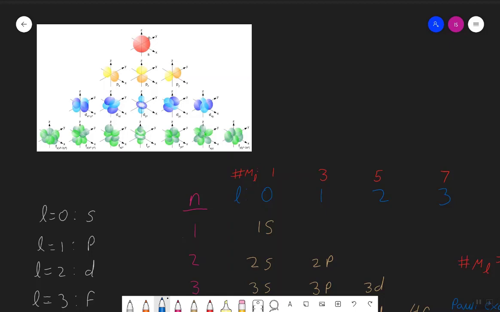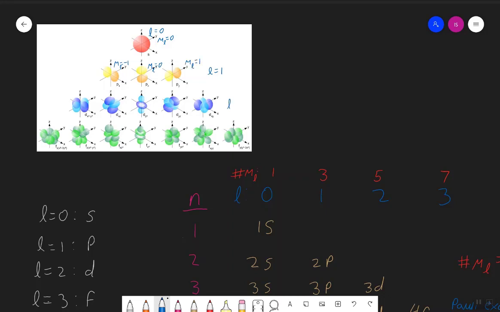So for any N, the N's would just make it look bigger or smaller, right? So that's just what N does. But in terms of the shape and orientation, this is L equals 0, ML equals 0. Okay, this whole thing is L equals 1. This is the p orbitals, and we've got ML equals -1, ML equals 0, ML equals 1.